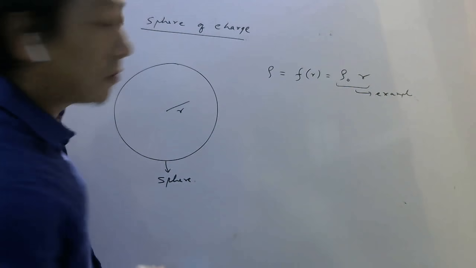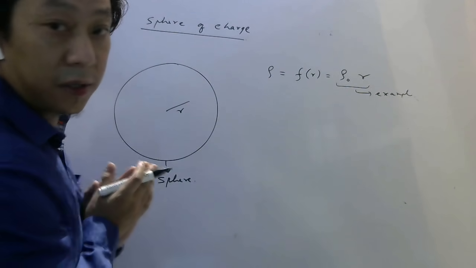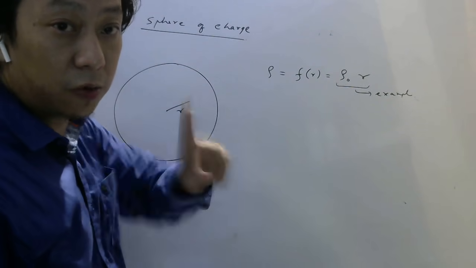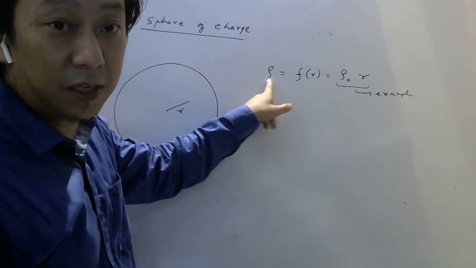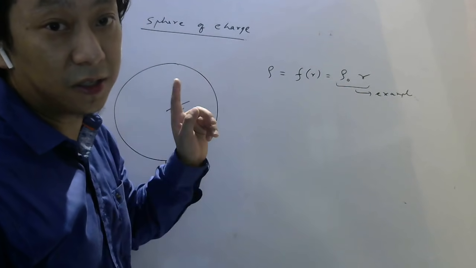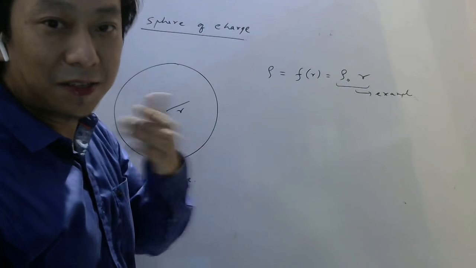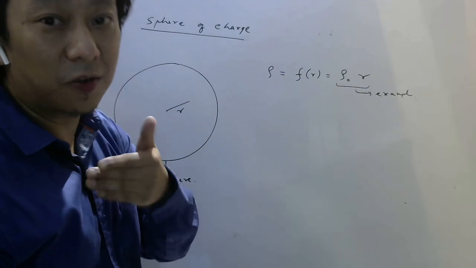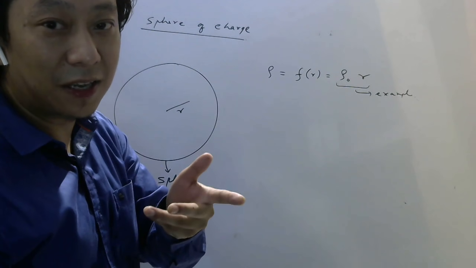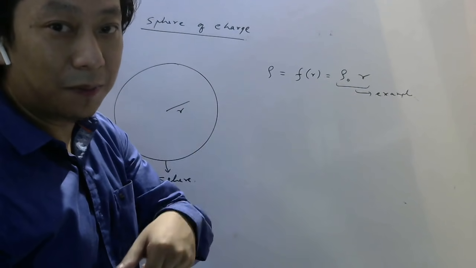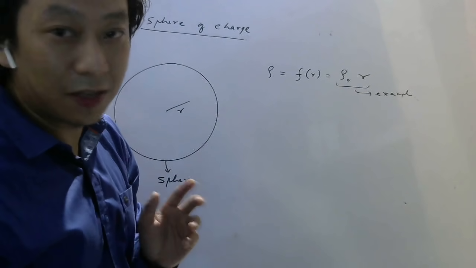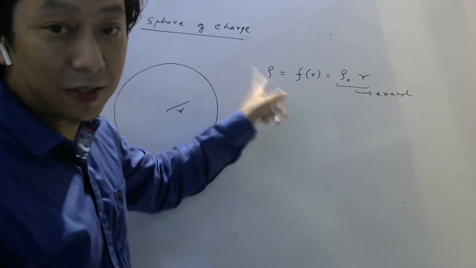Then how to find the total charge? Since this is not constant, you cannot multiply density with volume to find the charge. This is not mass density, this is charge density. Charge density means charge per unit volume. If it is constant, it is like saying price per apple is constant. Then you can multiply with number of apples. But here it is not constant.